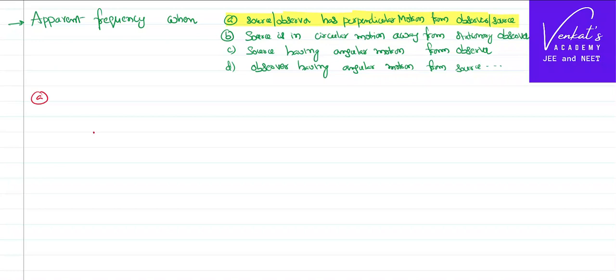Imagine a source is in the state of rest and consider an observer revolving around the source in a circular path like this. So at this point, say, the observer has a velocity tangential to the path. At this point also the same. At this point also the same. So at any point, the observer is having a motion perpendicular to the source that is in the state of rest.